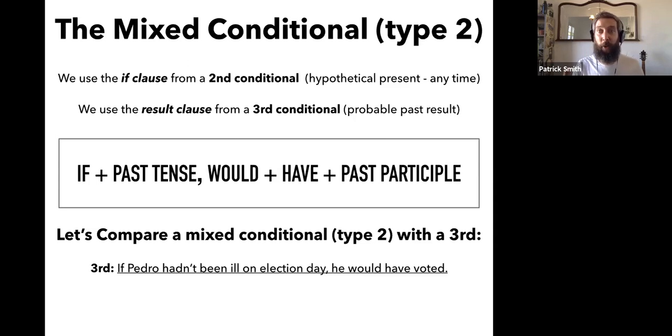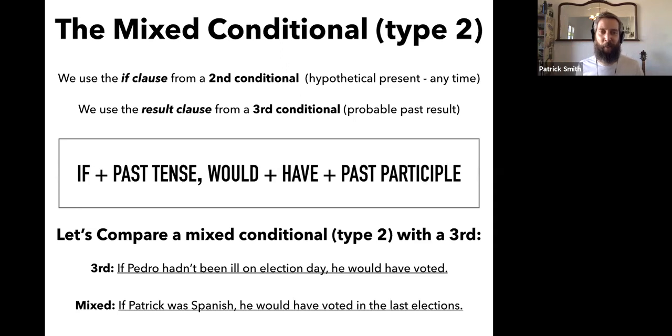Okay, here we go. So the election was in the past. If Pedro hadn't been ill on election day, he was, unfortunately for Pedro, he was ill, he couldn't leave the house, but if he hadn't been ill on election day, he would have voted. So it's all hypothetical and it's all in the past. It's a past hypothetical. The result, the condition, it's all in the past, third conditional.